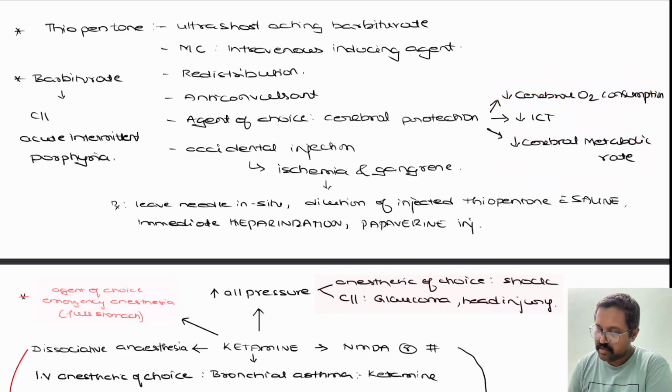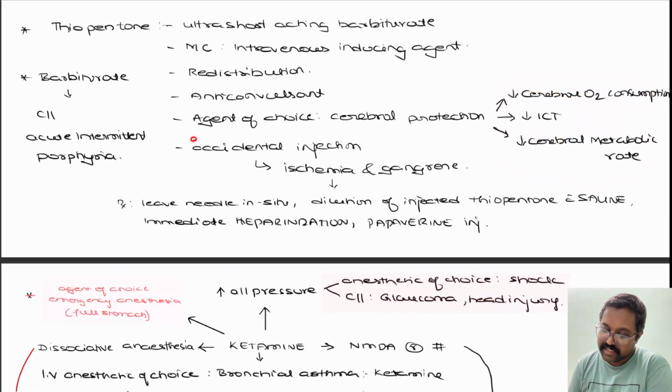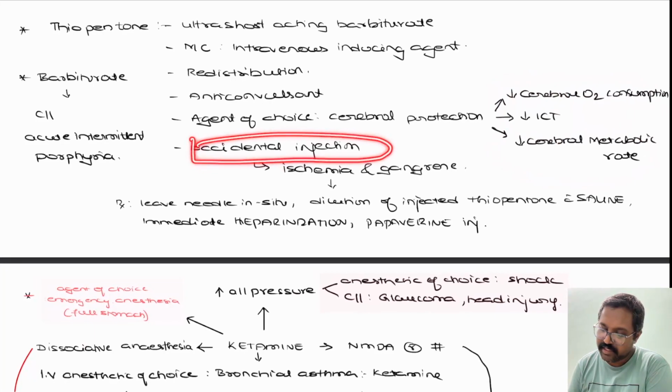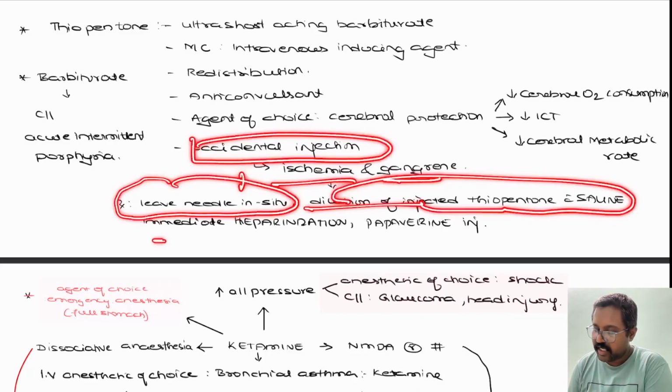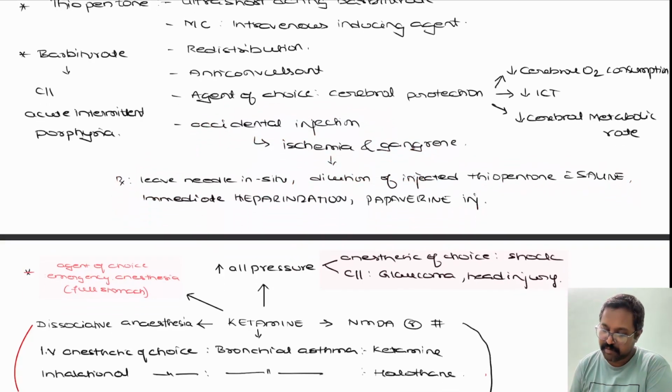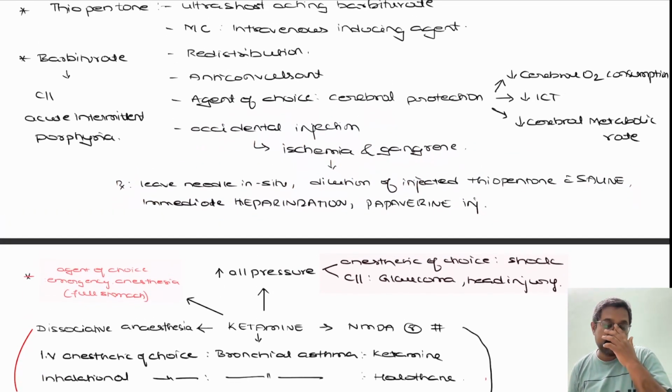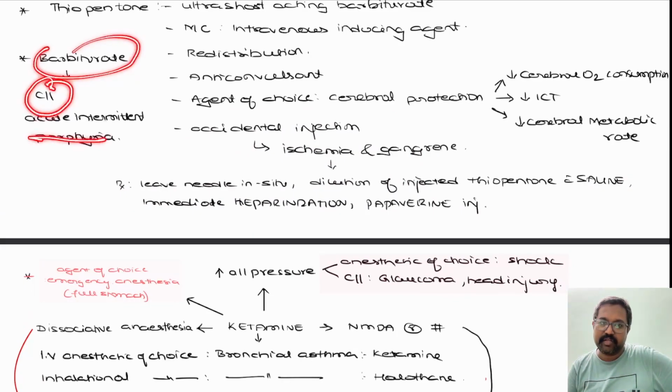Apart from that, accidental intra-arterial injection of the thiopentone can lead to ischemia and gangrene. To treat this condition, what you need to do is leave the needle in situ and dilute the injection, that is thiopentone, with saline, and immediately go for heparinization and papaverine injection. And barbiturates, please remember, though they have abuse potential, they are contraindicated in case of acute intermittent porphyria.